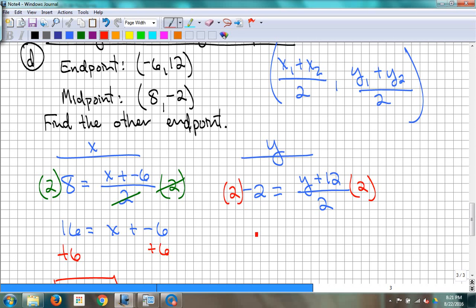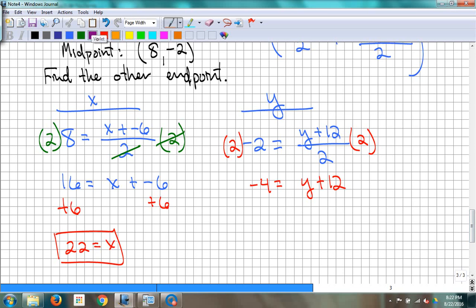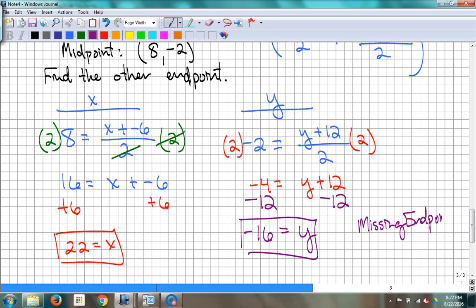Multiply by 2. -4 is equal to y plus 12. And how do I get y by itself now? Yeah, the opposite of adding 12 would be subtracting 12. And that'd be -16. So the missing endpoint is the ordered pair 22, -16. Okay.